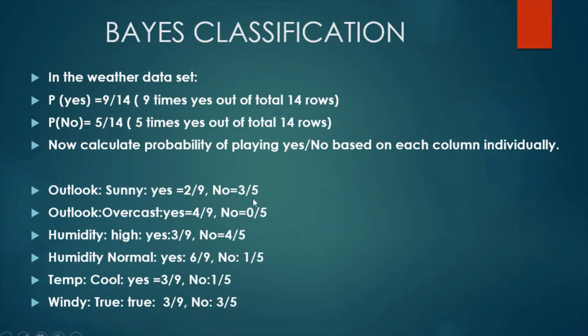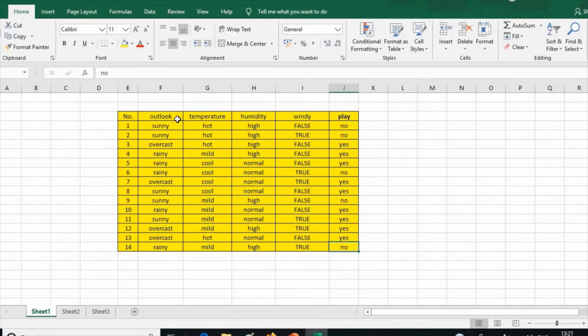So the probability that the child should go for the play if Outlook is Sunny is 2 by 9. And the probability that the child should not go for the play if Outlook is Sunny is 3 by 5. But we know that we do not have only the condition of Sunny, or only the condition of humidity. We have multiple conditions like Outlook, temperature, humidity and windy, and our result of playing yes or no depends on the combination of all these factors. So we will find the probability of each column with each category.